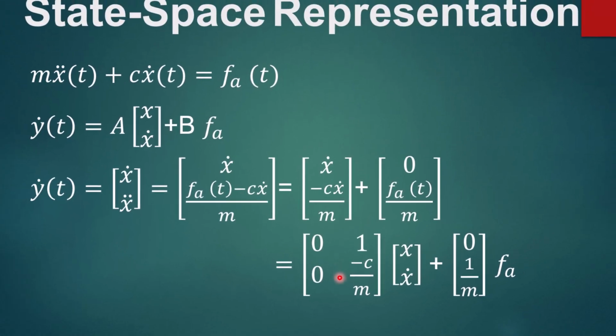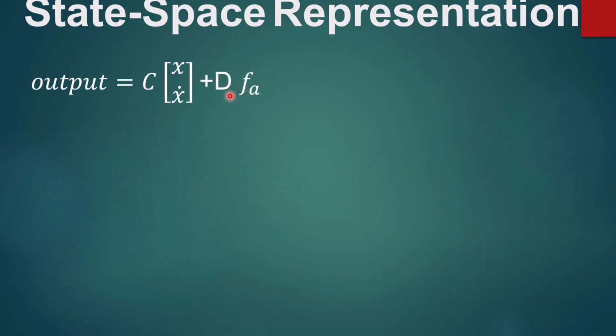Okay. Next, I have to find C and D. And C and D define my output. What is my desired output? What is the variable that I'm looking for? I want to find out. It can be any linear combination of x and x dot and f.